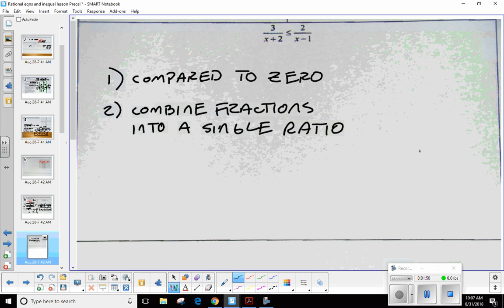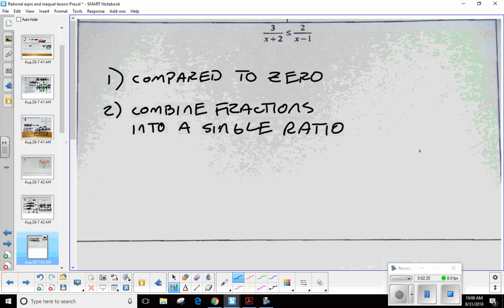Now, I may or may not have mentioned this in the previous class, but if you do come across a rational inequality, you can't go immediately to your sign chart. You've got to make sure of a couple of things. First, it has to be compared to 0. So whether it's less than or greater than, you need everything on the same side of the inequality, and you want to join everything into a single fraction.